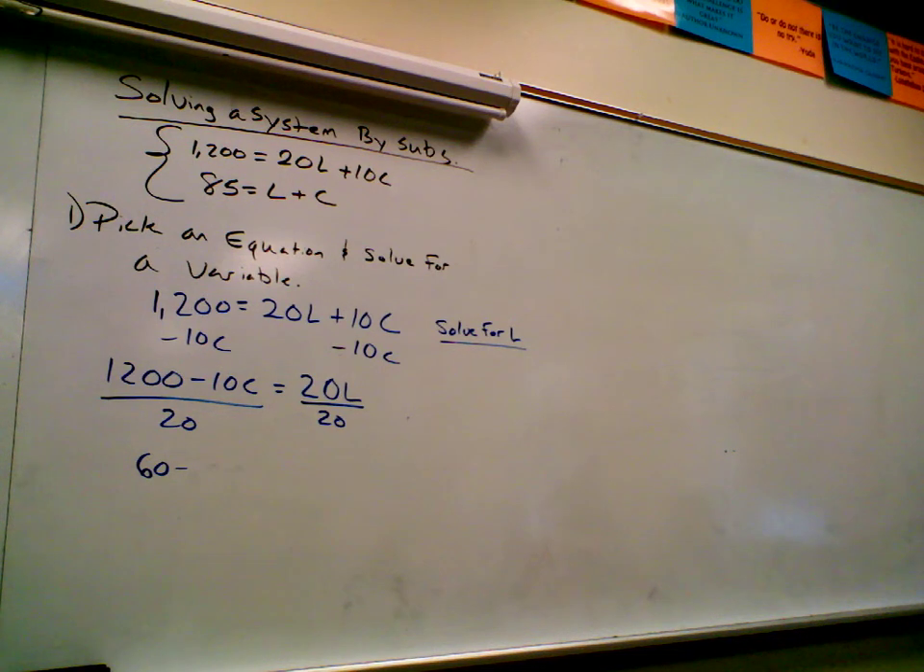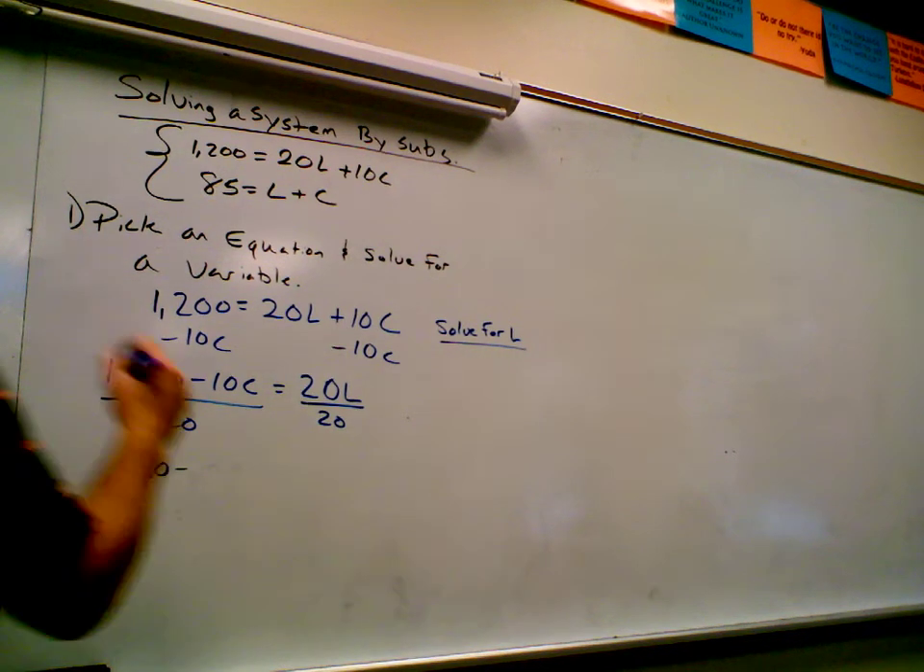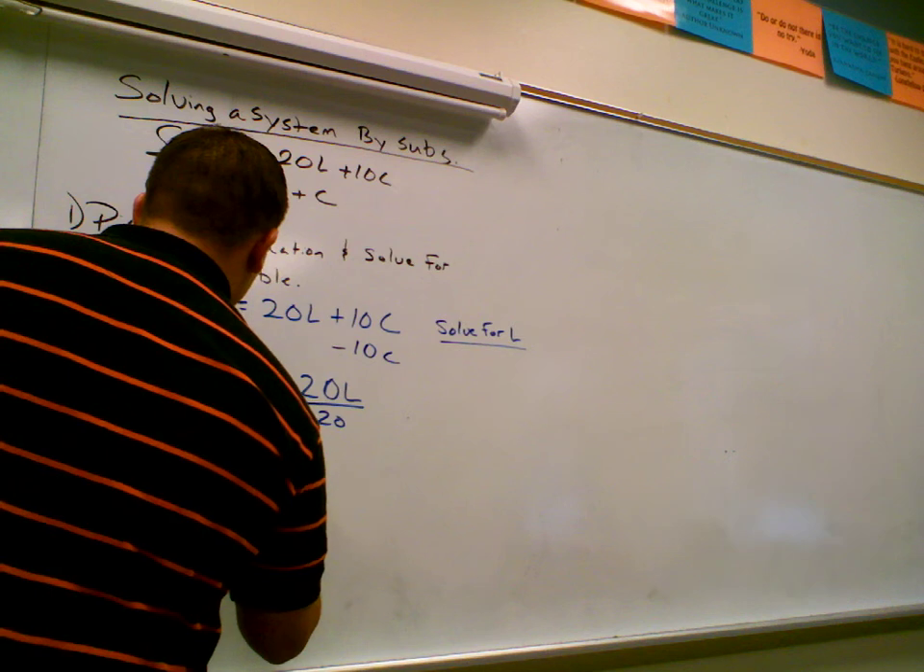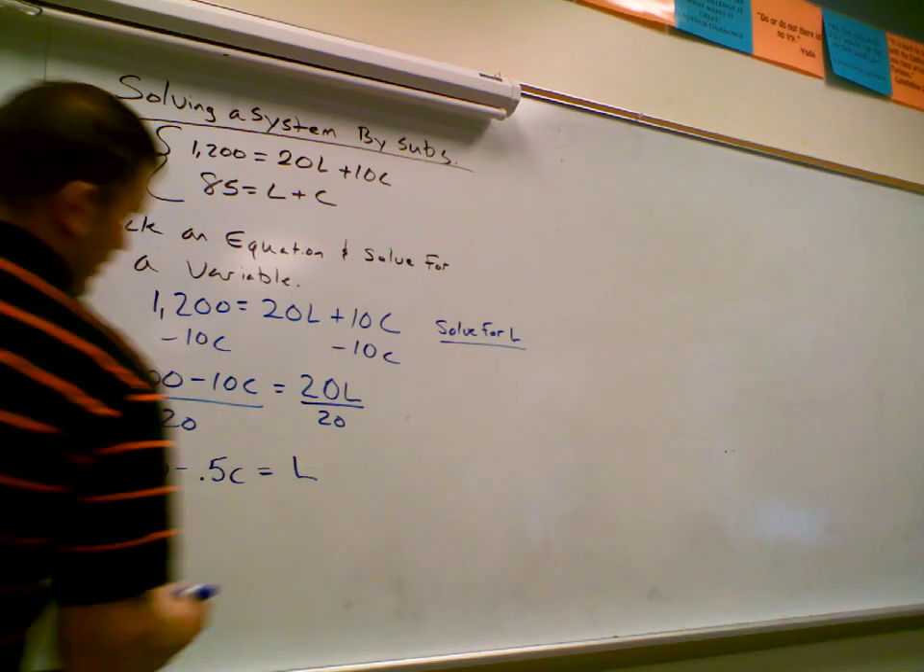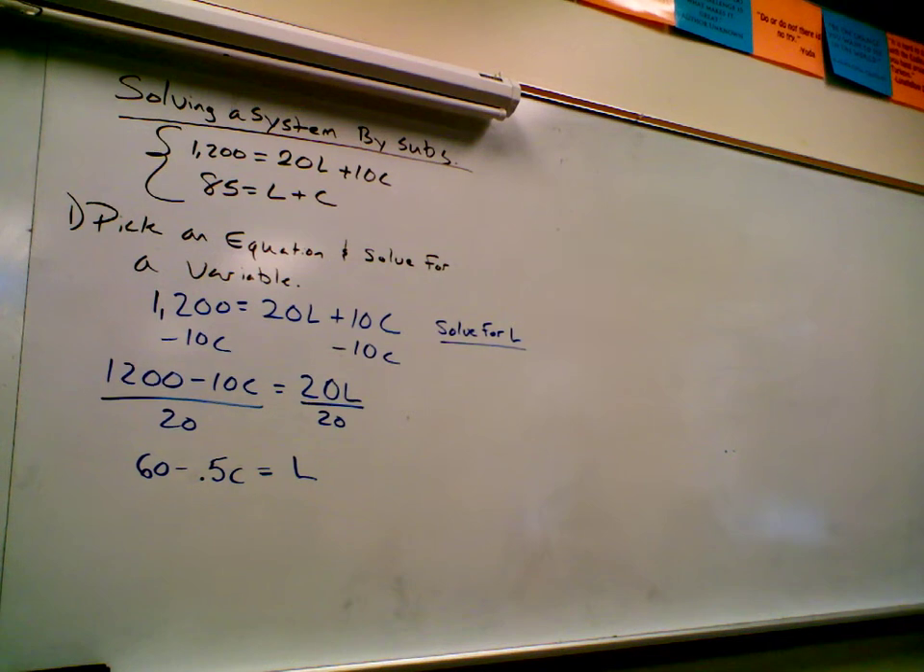So 600 minus 60, what is it? Thank you, Tony. 60 minus 5C equals L. So there we solved for L. First step done. Nice job.